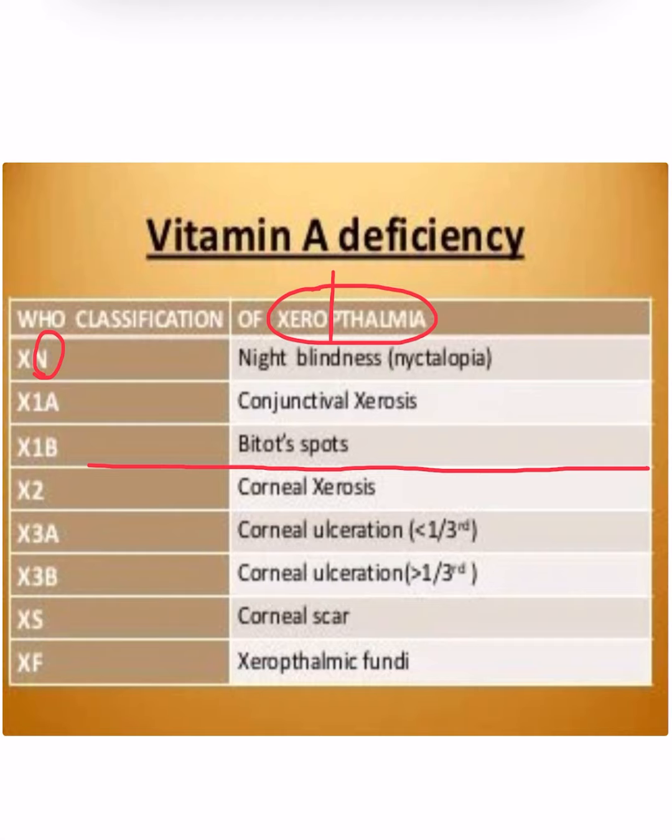The pathology is due to the rhodopsin, which is the photoreceptor of dark adaptation, being affected. This is the first thing to be affected in vitamin A deficiency, and that leads to night blindness or nyctalopia. This is the most common symptom of vitamin A deficiency.